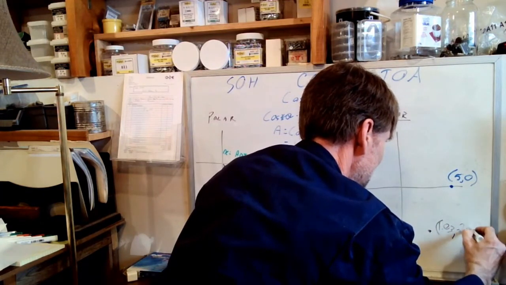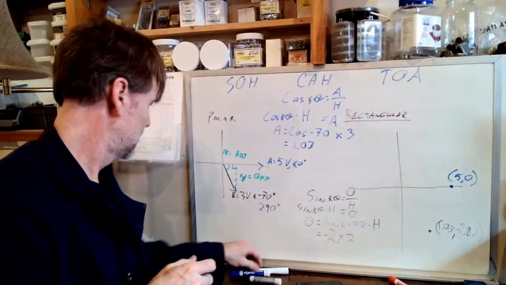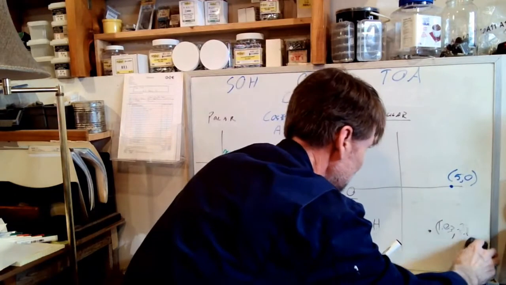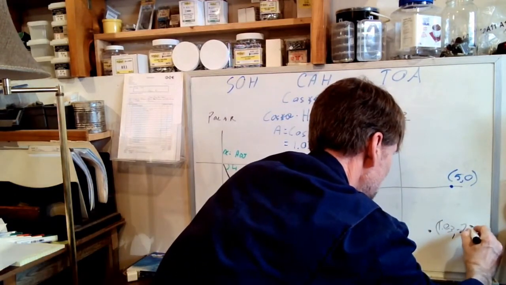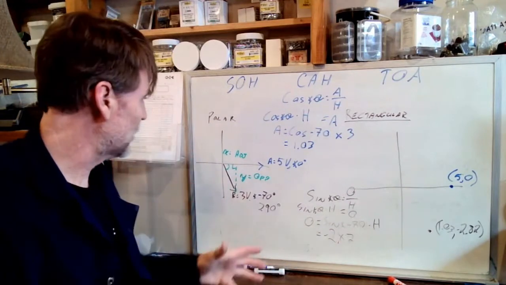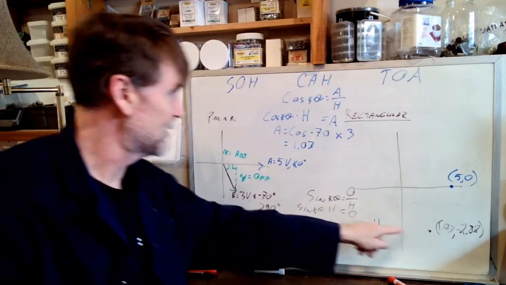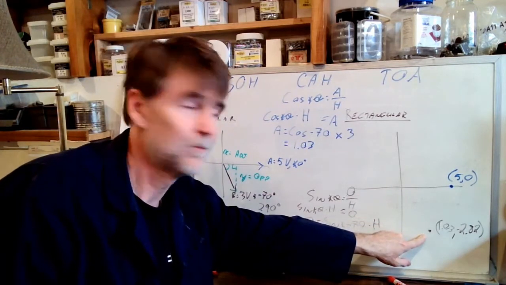This black marker doesn't work so well. Let me try another one. A little better, maybe. Okay, so there we go. We have now plotted vector B on our Cartesian coordinate system.